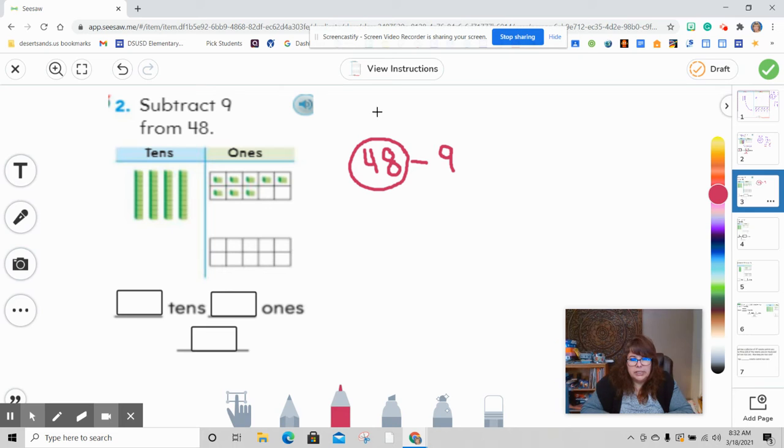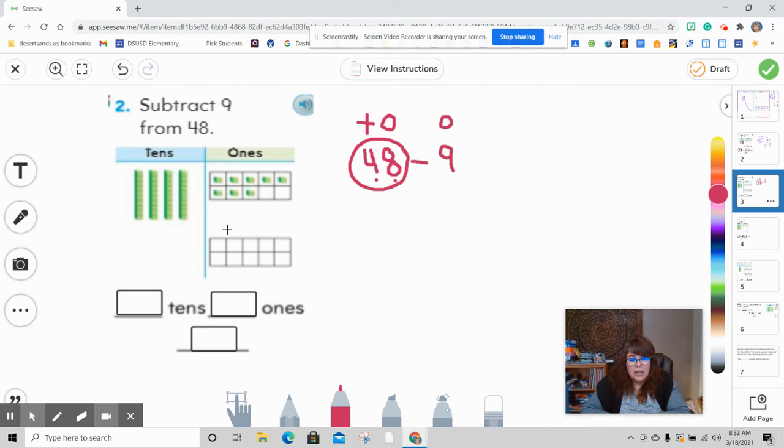I see 2 digits, so I know I have tens and ones. And see how I have four tens? That's where it is. And then I have 8 ones. That's where it is. So now I'm going to subtract 9. 9 has 1 digit, so it's only in the ones place. So I'm going to be looking at the ones place right here. So I only have 8, but I need 9.